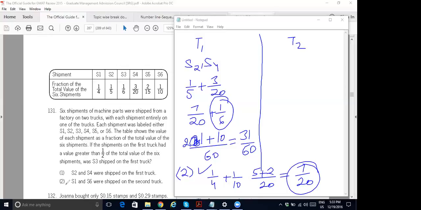So statement 2 will answer the question, because this is a piece of information that is given, so this has to hold true. The shipments on the first truck had a value greater than 1 by 2. So both are giving 7 by 20, but that is the reason why we cannot put S3 on truck 2 by using the second statement. Yes, correct.